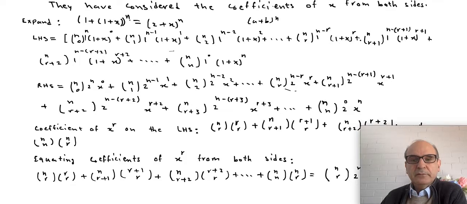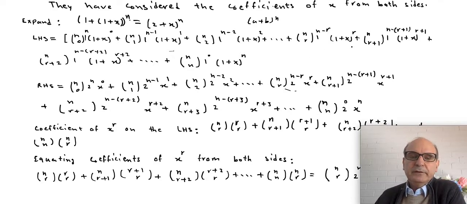plus nC(r+1) 1^(n-r-1) (1 + x)^(r+1), and we continue that all the way until we end up with the last one, which is nCn 1^0 (1 + x)^n.